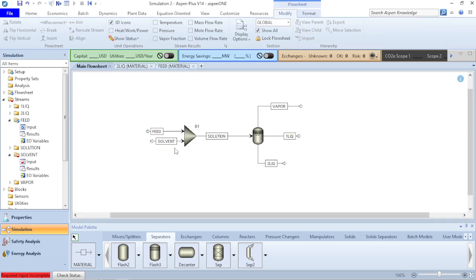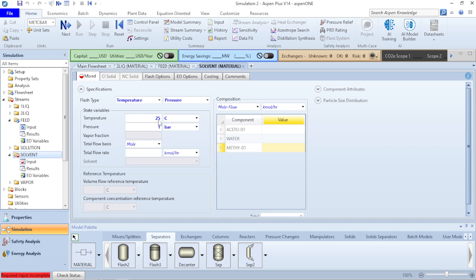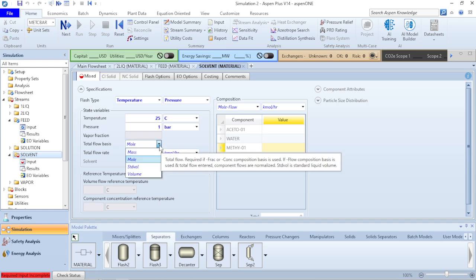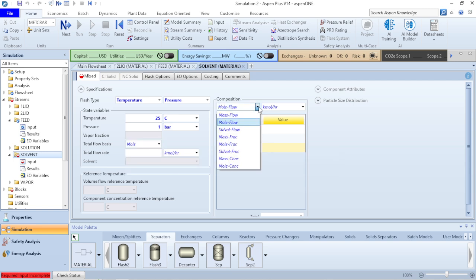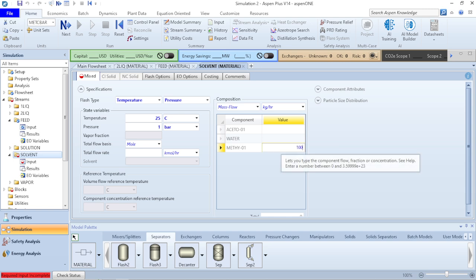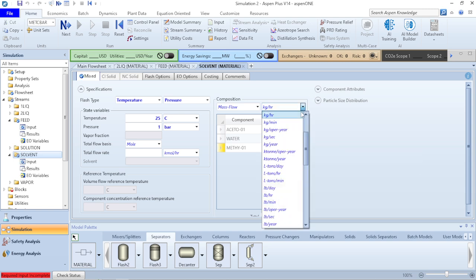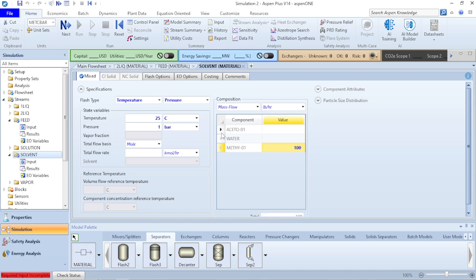So for my solvent, we are still taking our temperature to be 25, taking our pressure to be 1. And then for the total flow basis, we have it as mass, but I can actually put it here since I'm just making use of my mass flow. I just have one component in this, so I'm just going to put 100 here and then change this to pounds per hour. All right, so having done that, let's move on.